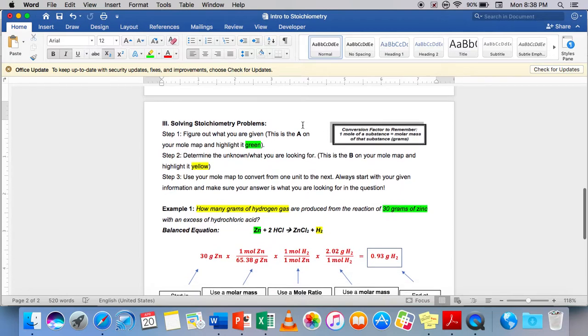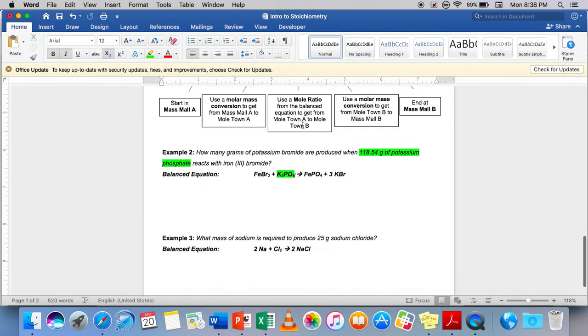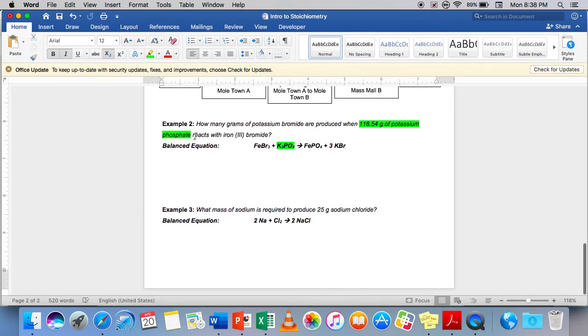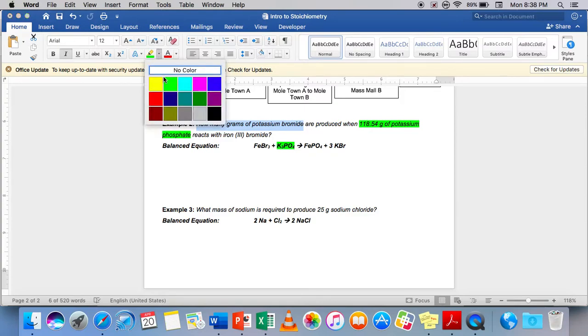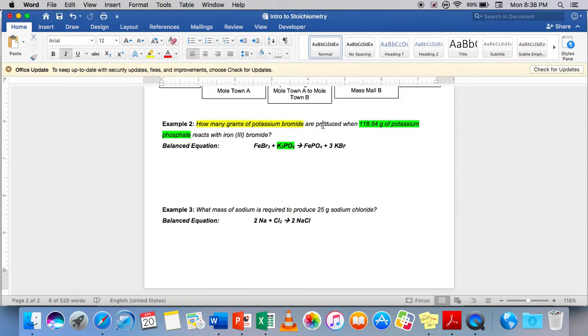Step 2, if we go back to the top, said determine the unknown. What are you looking for? This is the B on your mole map, and we're going to highlight it yellow. So it says how many grams of potassium bromide. That's what I'm looking for. I don't know how much. I'm going to highlight it yellow. And potassium bromide is KBr. Now, I'm only going to highlight the formula. I'm not going to highlight the coefficient. I'll come back to that in a little bit.